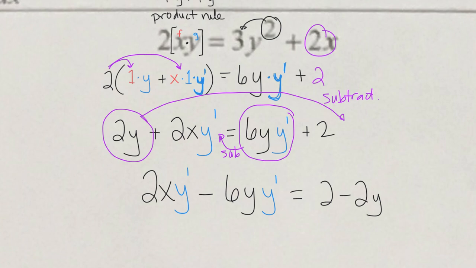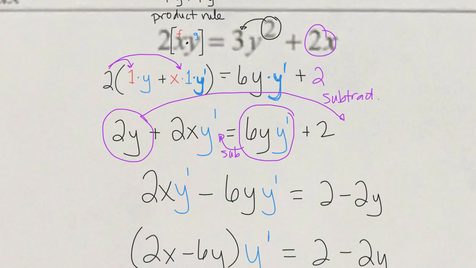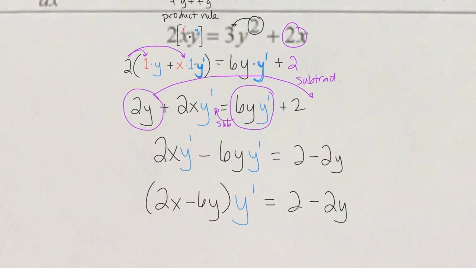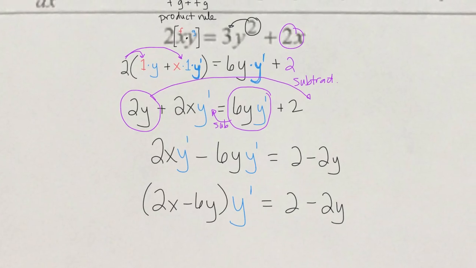Now we factor out the y prime from both of our terms on the left side. So we have 2x minus 6y in parentheses, right? Because when we factor, we change it into multiplication. So this is 2x minus 6y, both of those terms, times y prime. And our last step is to divide by the term in front of y prime.